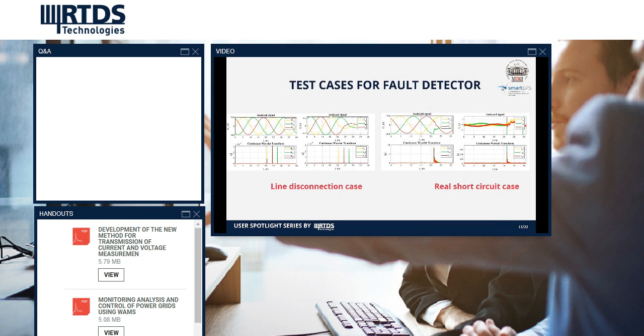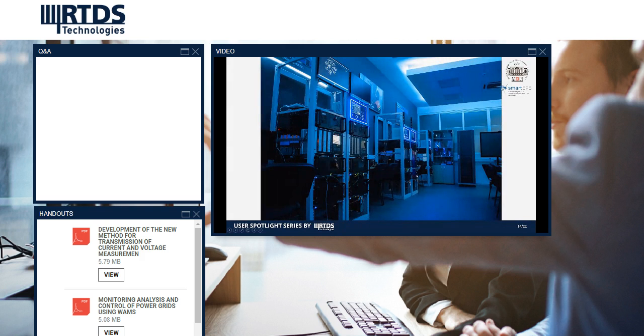Let me remark that the other modes were also considered: line disconnection case and real short circuit case. I would like to show you a test installation with two prototype IEDs, old and new method transmitting measurements, and ECHRA terminals. There are also switches for implementing the process bus.